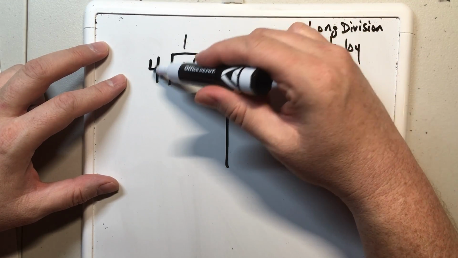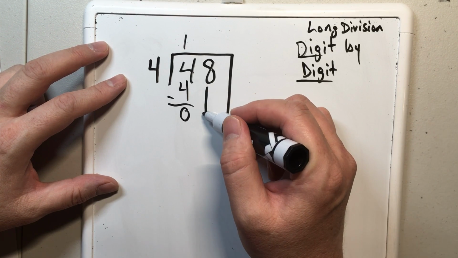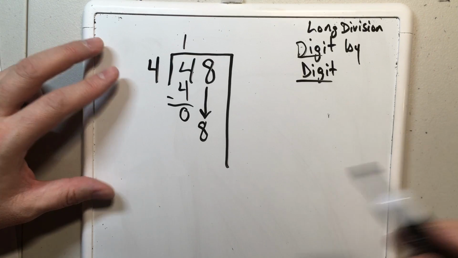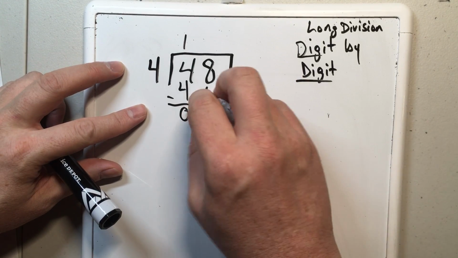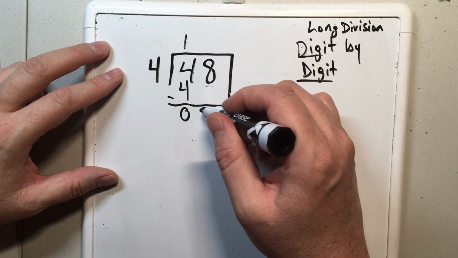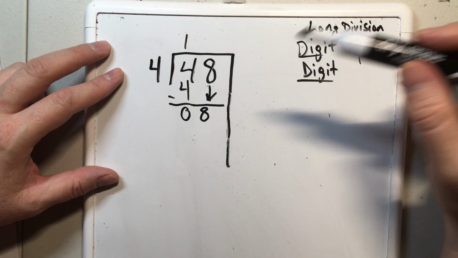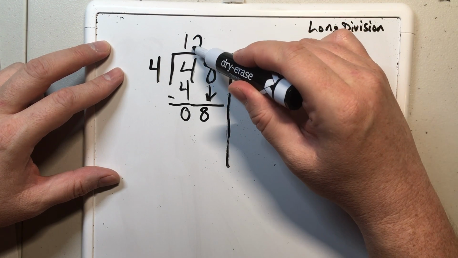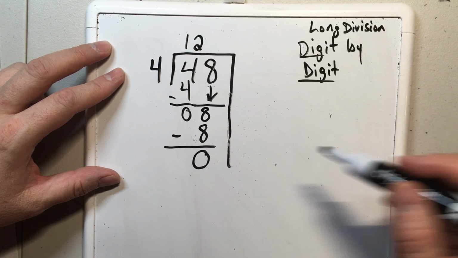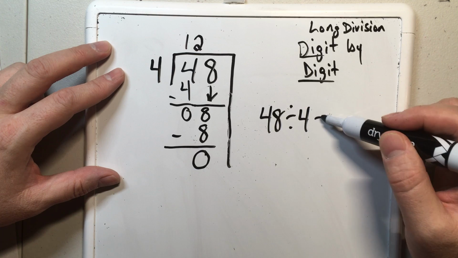So I know that 1 times 4 equals 4. When I subtract that, I get 0. Now, what we do with the next number is called dropping it down. So we're going to drop the 8 down. Put it right there. Or, if you don't want to put it right there, you can just put it next to the 0. In fact, that might even be a better idea. So we're going to drop this 8 down here. The next thing I want to do is figure out a number times 4 that equals 8. I know that number is going to be 2. 2 times 4 equals 8. When I subtract this, I have no remainder. So I know that 48 divided by 4 equals 12.